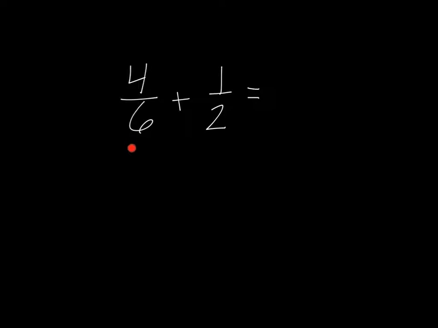For this one, I want you to use any method that you prefer, whether it's drawing the tape diagrams or whether it's using the number line to help you count on. So 4/6 plus 1/2. And again, first part of the response will be your improper fraction. The final response will be the mixed number.